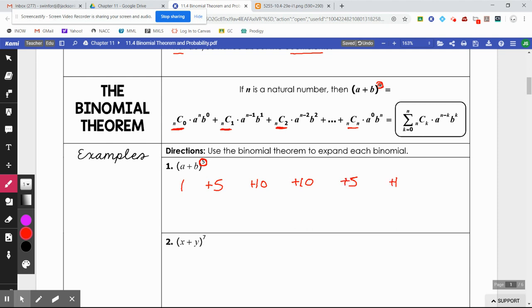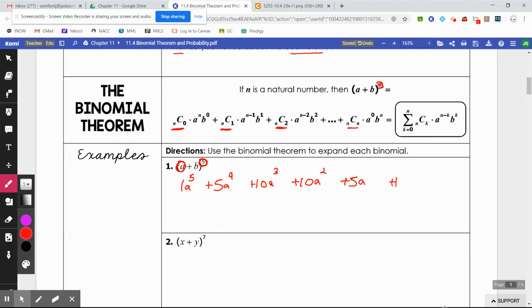Now here's what we're going to do with what this whole a to the n and b to the 0 means. You're going to take your first value, the first part of your binomial, and raise it to this power. You're going to have a to the fifth, and then just count down: a to the fourth, a to the third, a to the second, a to the first, and you don't have to put that 1, and then a to the 0. What a to the 0 means is there are no a's there, so you don't have to put the a's.